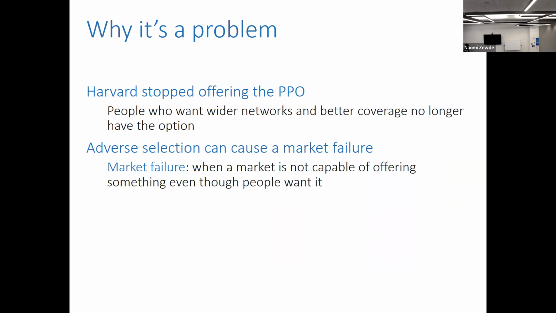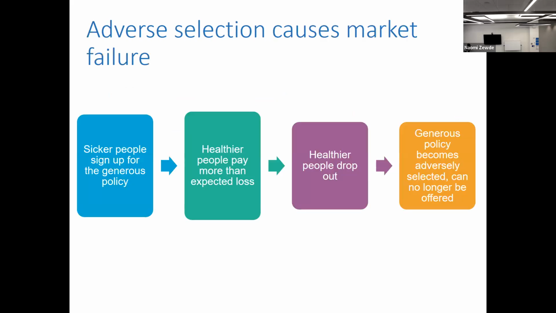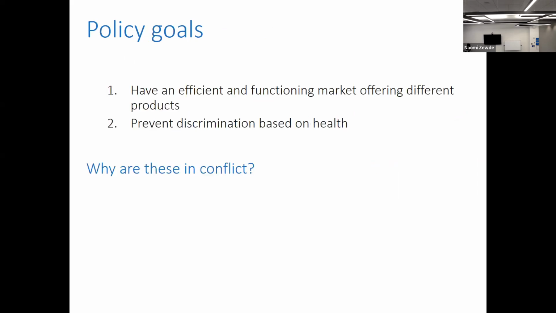Adverse selection causes a market failure, which is a situation where the market is simply not capable of offering some good that consumers actually would want to consume. And so there's this chain of things that happens in how adverse selection causes market failure. We have sicker people that sign up for the more generous policy. Healthier people pay more than their expected loss and more than their total willingness to pay. So the healthier people drop out and the generous policy is adversely selected and it can no longer be offered.